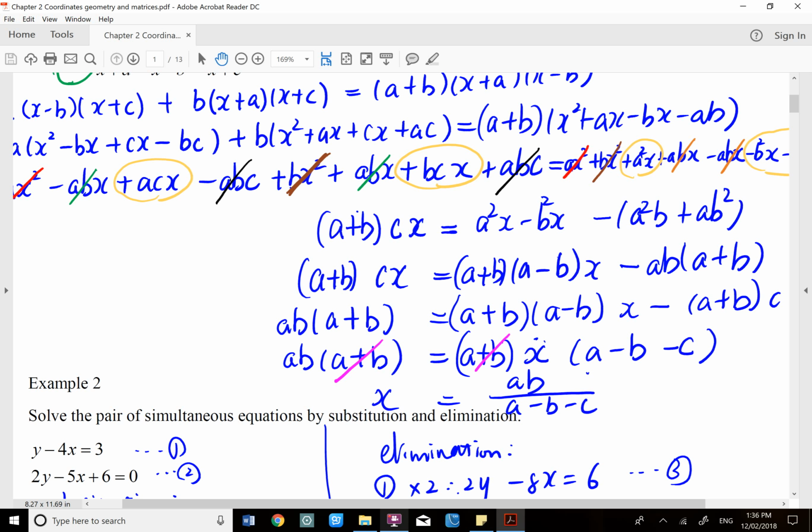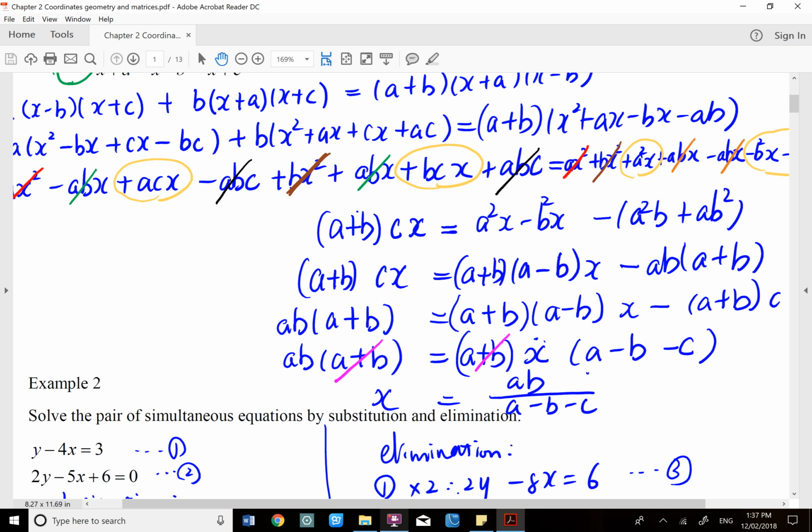Another answer should be when a plus b is 0, x can be anything. Why can x be anything? Because that's 0, it doesn't matter what x is. Both sides are always 0. It's always 0 equals 0, so it's always true. So when a plus b is 0, for example, if a is 3, b is minus 3, and adding gives you 0, x can be anything.